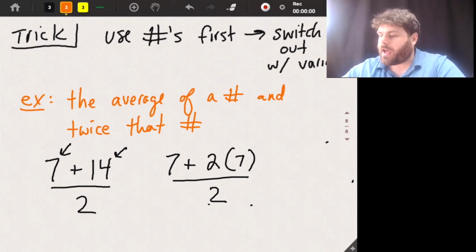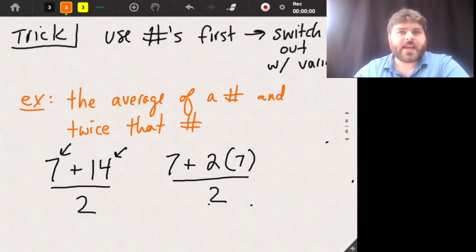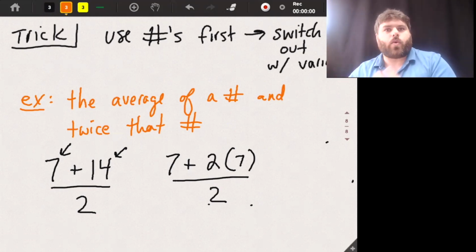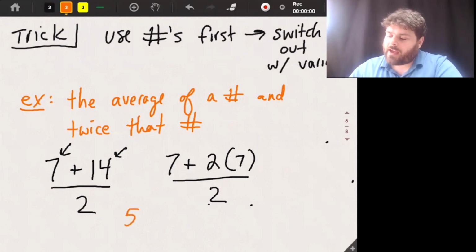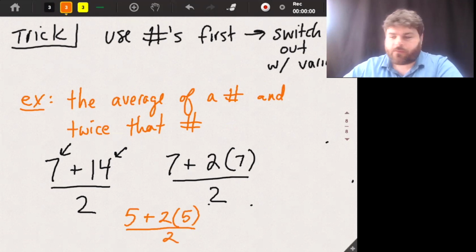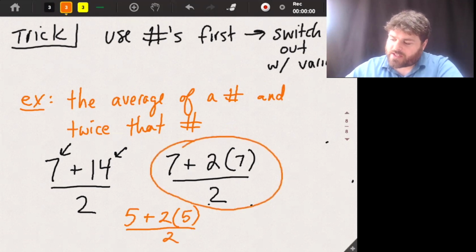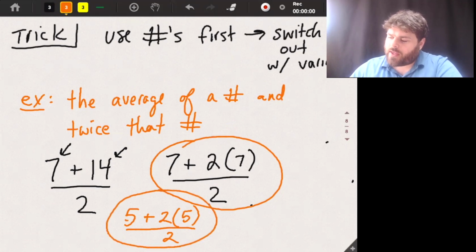Okay, so let's try it with a different number. Let's pick the number 5. Same thing. What's the average of 5 and double 5, twice 5? Well, it's 5 plus 2 times 5 divided by 2. Now what we're looking for is a pattern. What did I do the same in both of these? It looks like I have a number first, and then I double the number, and then I divide by 2. Every single time in this problem, I'm dividing by 2. And every single time, I take whatever number I pick and add it to 2 times that same number.